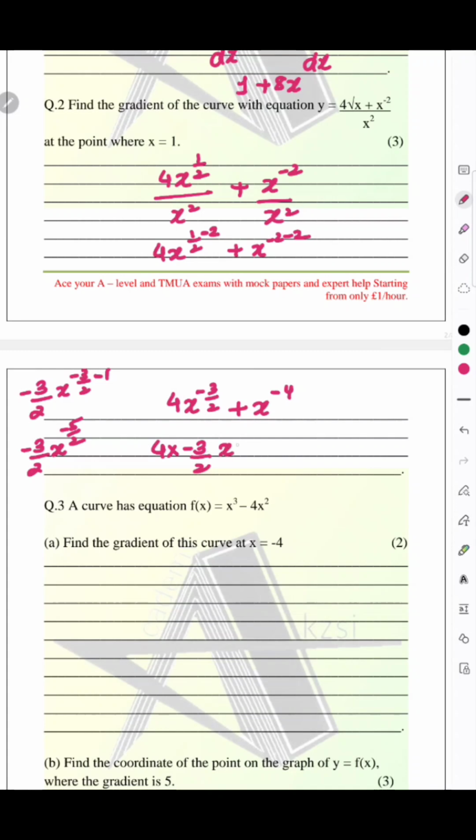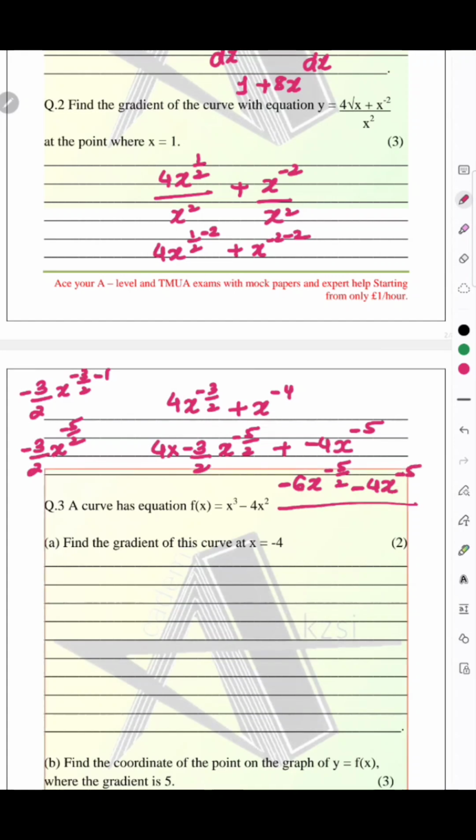So x to the power of negative 5 over 2, plus minus 4 x to the power of minus 4 minus 1 will give me minus 5. On simplifying, I'll get minus 6 x to the power of minus 5 over 2 minus 4 x to the power of negative 5. We can take out common as well, or we can further try to do the simplification, or this is the most simplified, we can just leave right there as well.